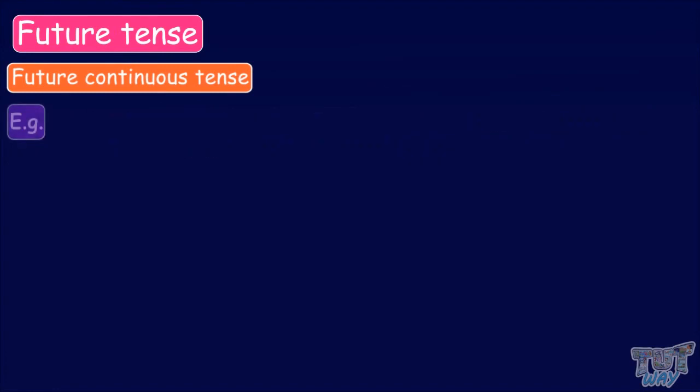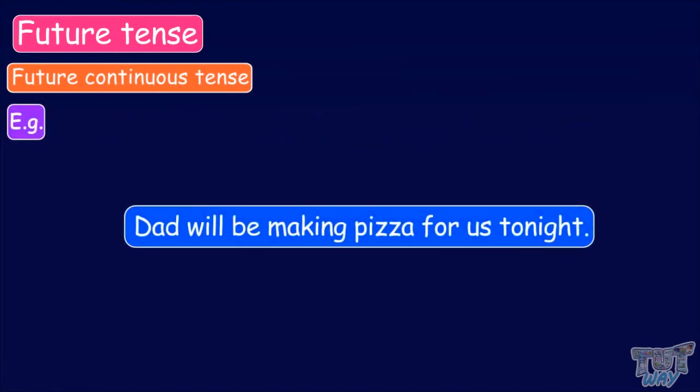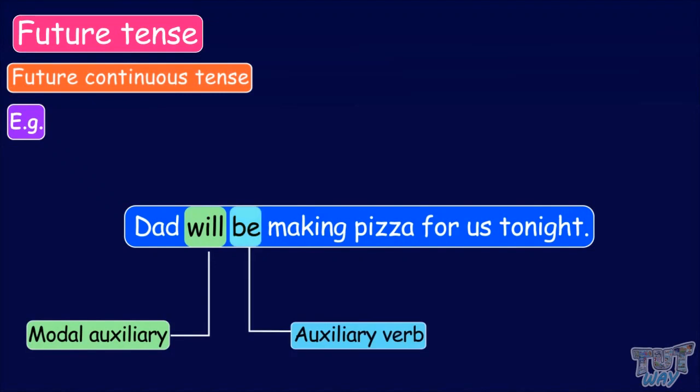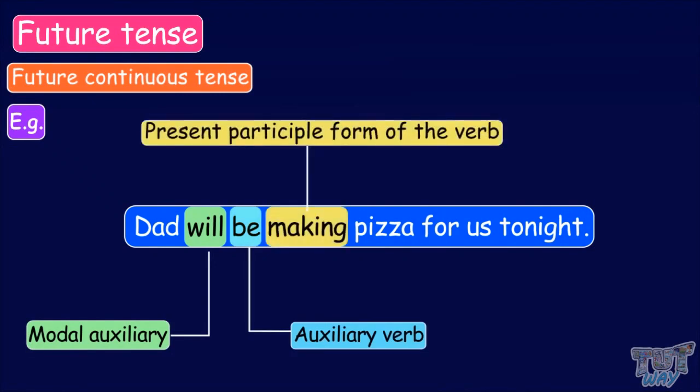Here we have example. Dad will be making pizza for us tonight. So, you can see we have used a modal auxiliary, will, auxiliary verb, be, and first form of the verb along with ing, that is making, and we have made a future continuous tense. And it shows a continuous action that will be happening in the future.